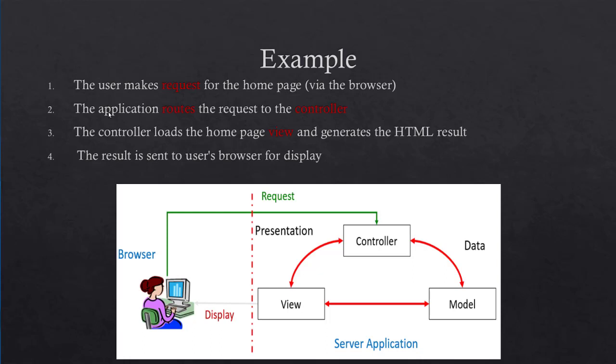Here's an example. First, the user makes a request for the home page via their browser. The application routes the request to the controller, and the controller loads the home page view and generates a response, which is then sent back to the browser for display.